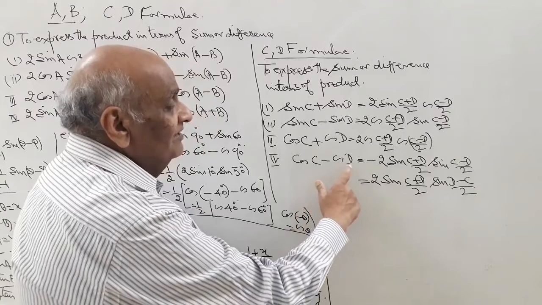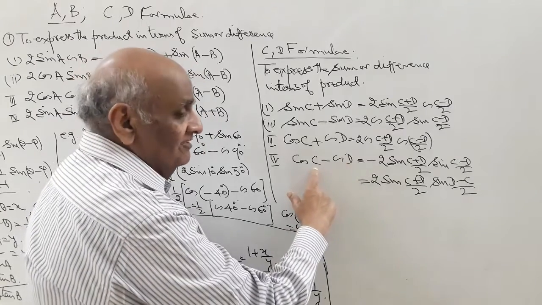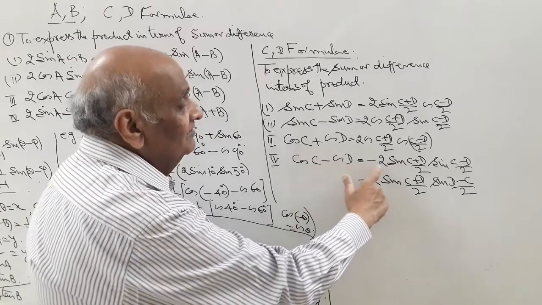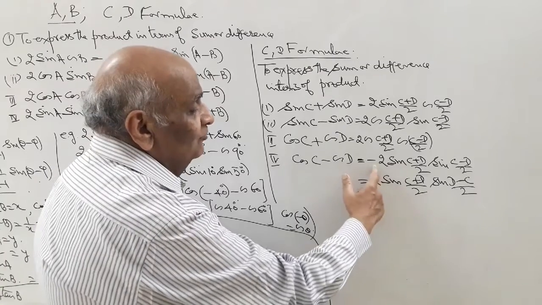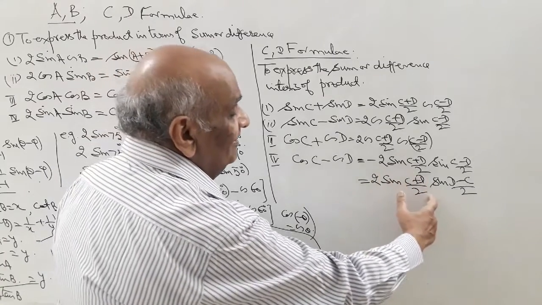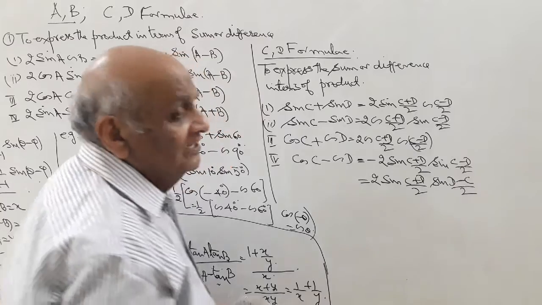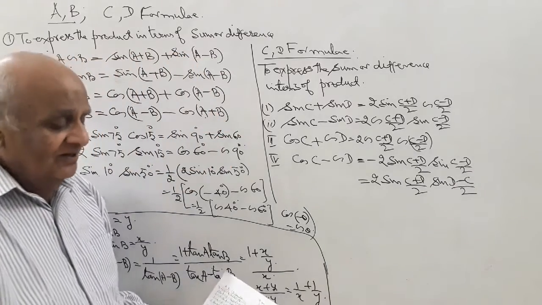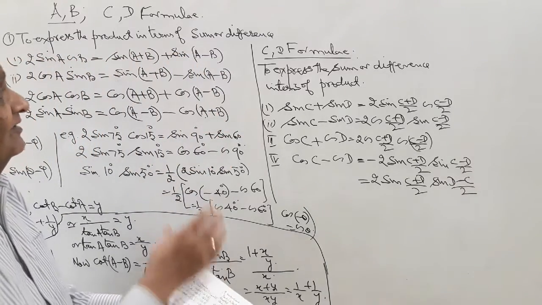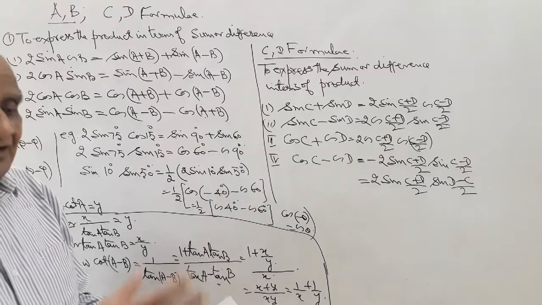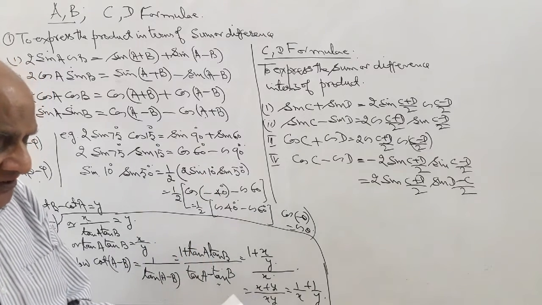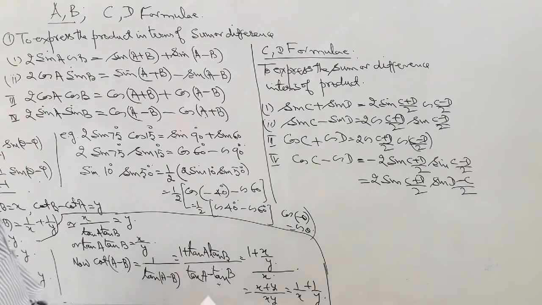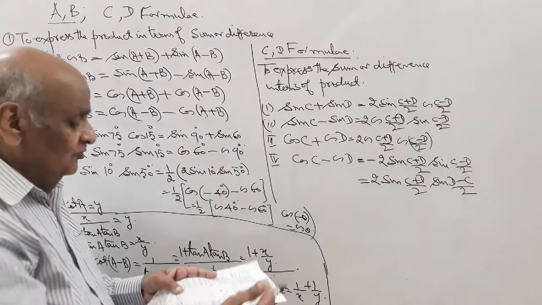Sometimes this angle D is larger than C. So instead of applying this, take help of 2 sine C plus D by 2 sine D minus C by 2. Now with this idea, AB and CD, the list of formulas before us, let us take up one or two applications to introduce it.